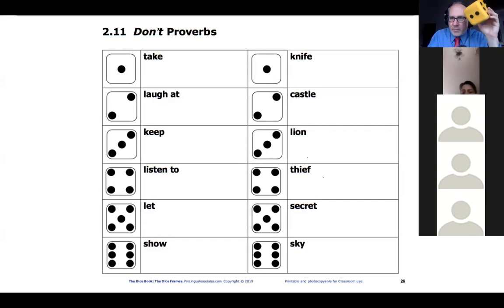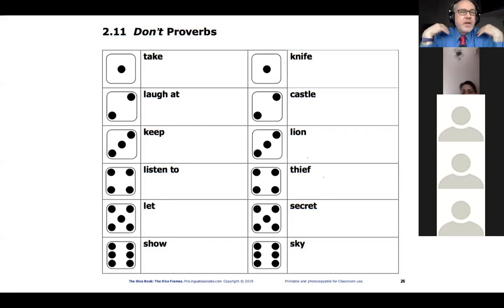Now let's go over to you. We're going to roll again. If you have your own dice at home, you can just roll for yourself. Your first roll is 2. Don't laugh at. 4.